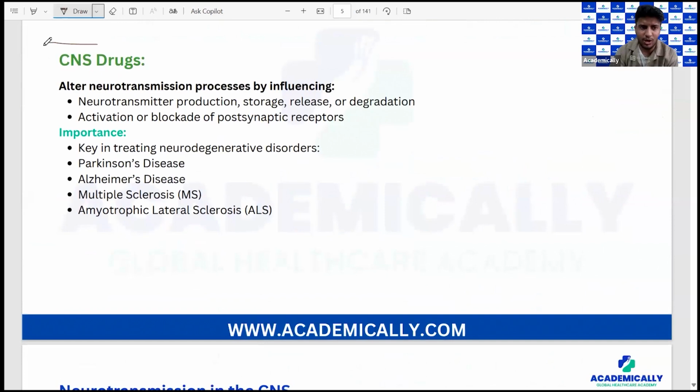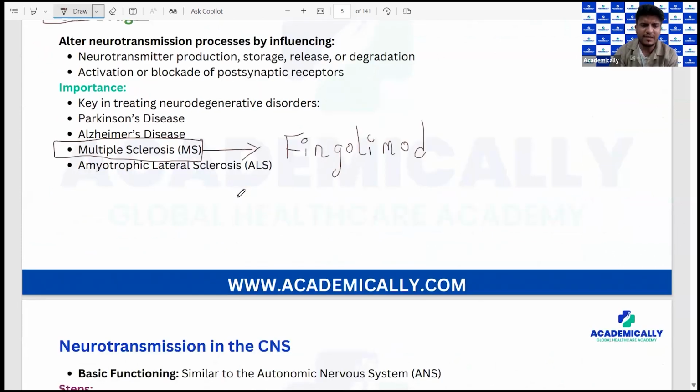When I talk about the drugs for CNS, mostly they will be targeting these particular diseases. And let me tell you, for multiple sclerosis, there is one approved drug. You should remember the name of that drug. It is nothing but fingolimod. Fingolimod. It is a very famous drug for multiple sclerosis. And we'll study about this, what is multiple sclerosis, what is amyotrophic lateral sclerosis, everything in detail.